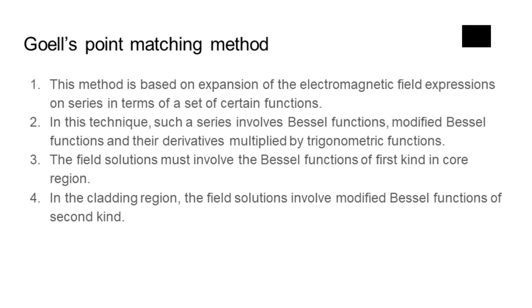The scalar fields and their derivatives inside the guiding and non-guiding regions are matched at some selected points on the boundary. The points are so chosen that they may faithfully represent the geometry of the waveguide under consideration. To obtain the non-trivial solutions, a certain determinant must vanish, and this determinantal equation is known as the characteristic equation. From it, one may obtain the modal characteristics of the waveguide. Here, I have shown the formula of Goell's point matching method.